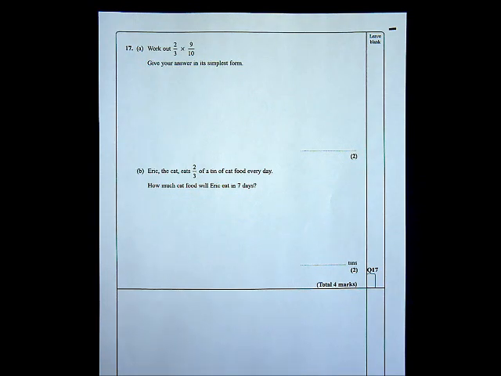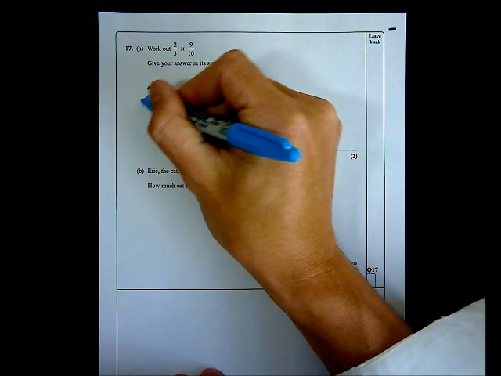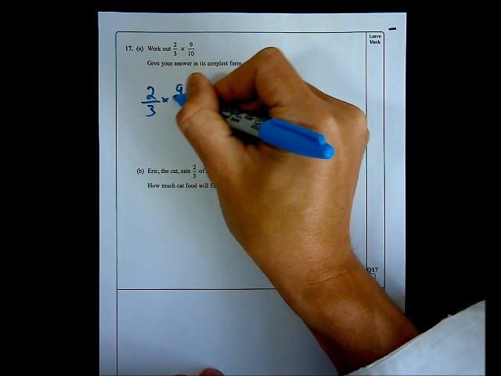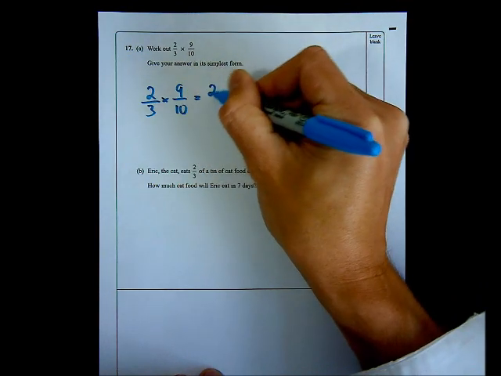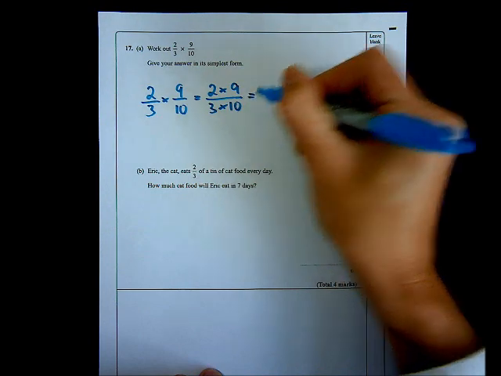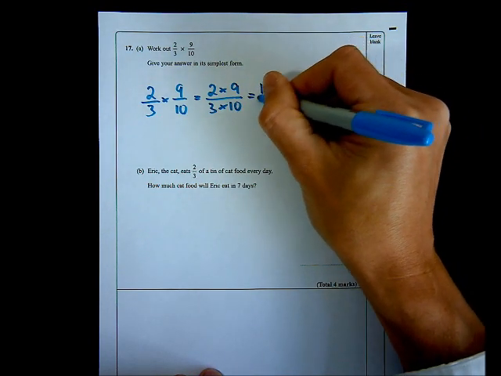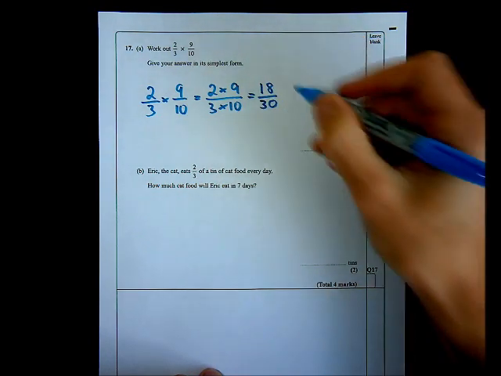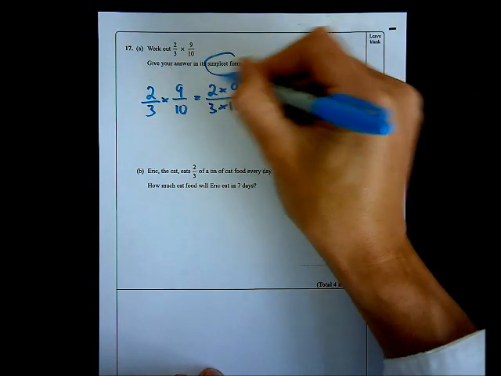On question 17, I'm asked to work out 2/3 times 9/10 and give my answer in its simplest form. So when I'm multiplying fractions, I can simply multiply the numerators together and the denominators together. So that's going to give me 18 on the top and 30 on the bottom.